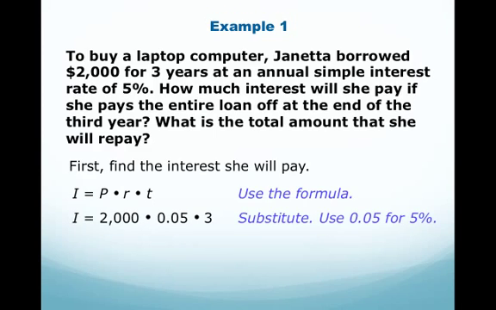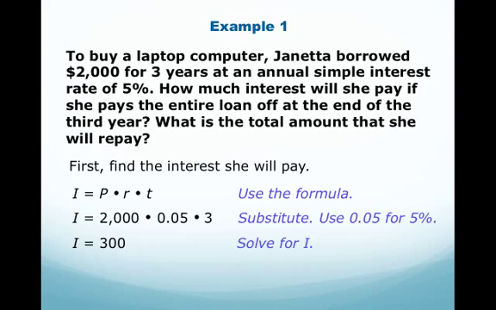So when we plug those into the formula, it should look like this. I equals $2,000 times 0.05. Remember, we have to change the percent to a decimal, so we have to move the decimal place 2 places to the left, times 3. When you multiply those 3 numbers together, you should get an interest of $300. So Janetta will have to pay off $300 in interest at the end of the 3rd year.